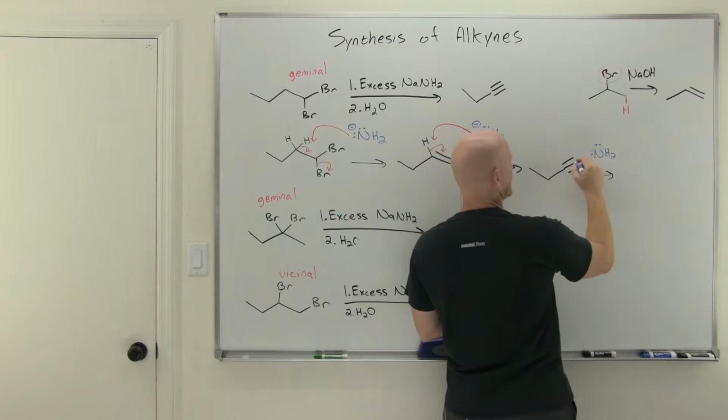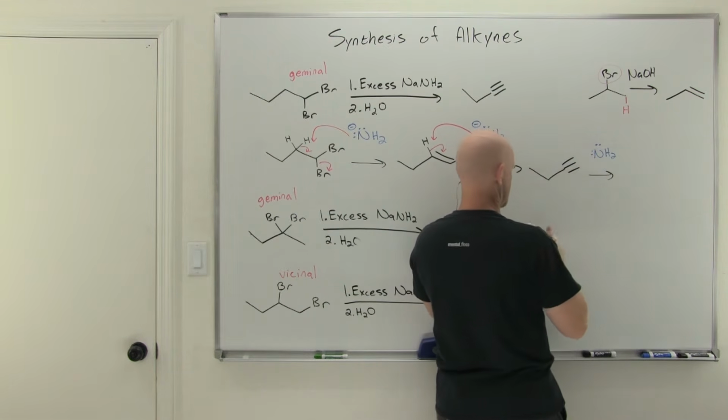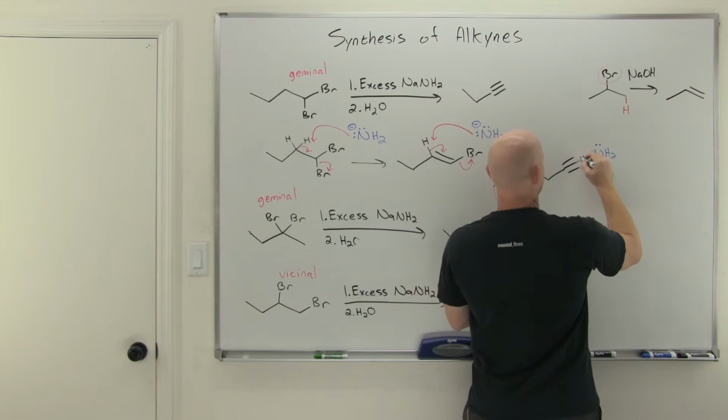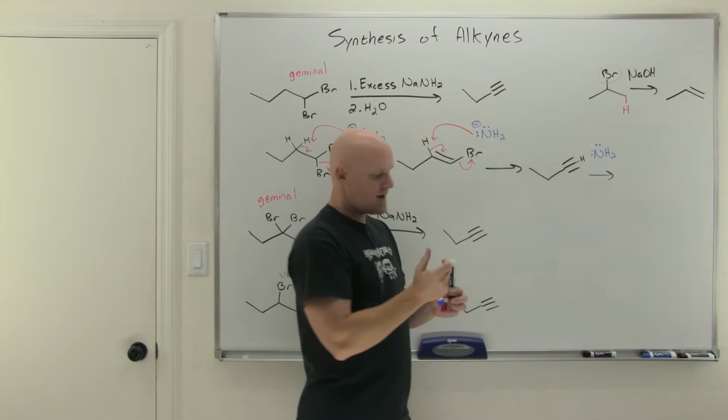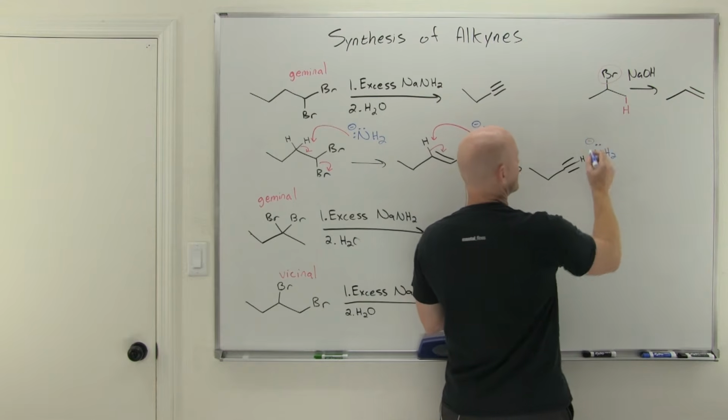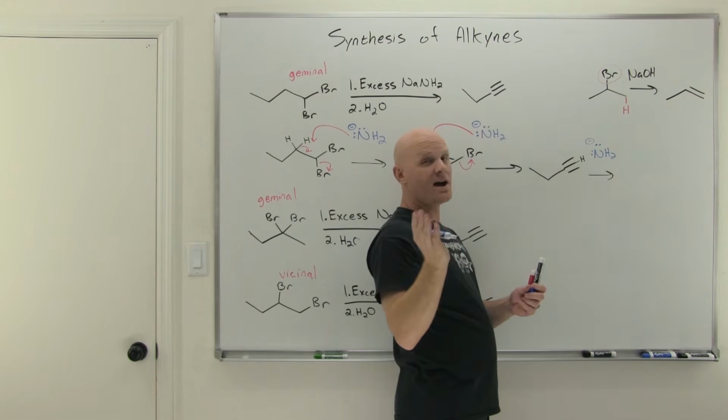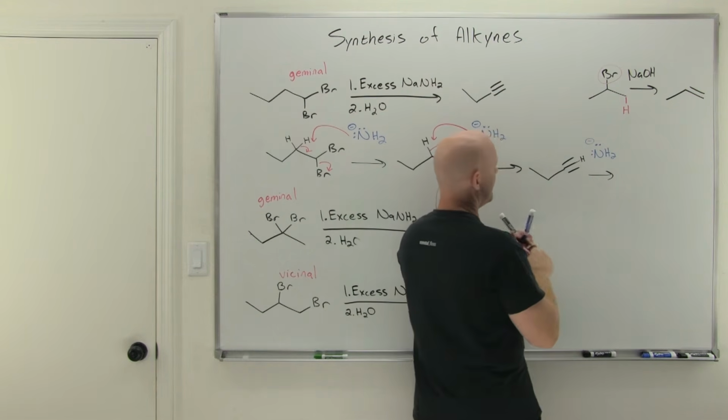And being a terminal alkyne, we have a hydrogen right here. And let's draw that in black. It's been there the whole time. And amide, we learned, is a strong enough base to deprotonate a terminal alkyne in the last lesson. And that's what we're going to do in this step.